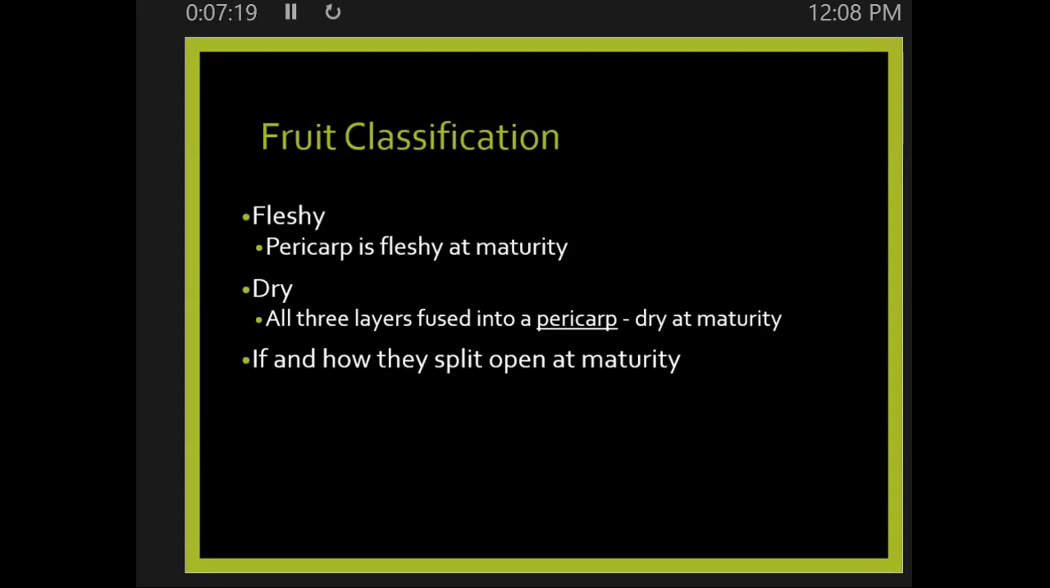And then this is another question you ask yourself: if and how they split open at maturity. They have a database of all these different fruits, how they will split open. And so some fruits won't split open. They have to be broken open by a disperser of some sort. Other fruits will break open, and we'll go through some examples of that.